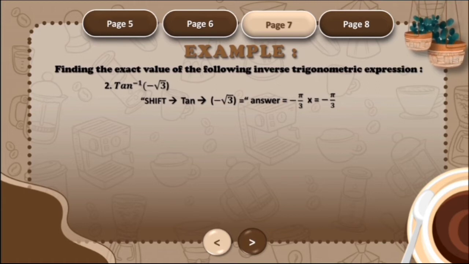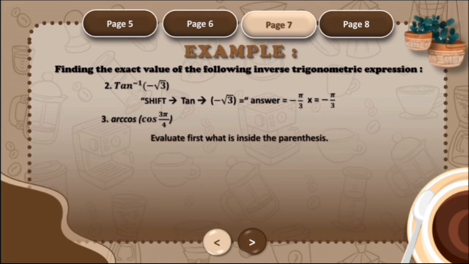Next, we have item number 3. Arc cosine times the quantity of cosine 3 pi over 4. Do you remember the process wherein you should evaluate first what is inside the parenthesis? Well, that goes for this example as well. Evaluate first what is inside the parenthesis. So, first we need to find the value of cosine 3 pi over 4. And that would finally bring us to the answer of negative square root 2 over 2.